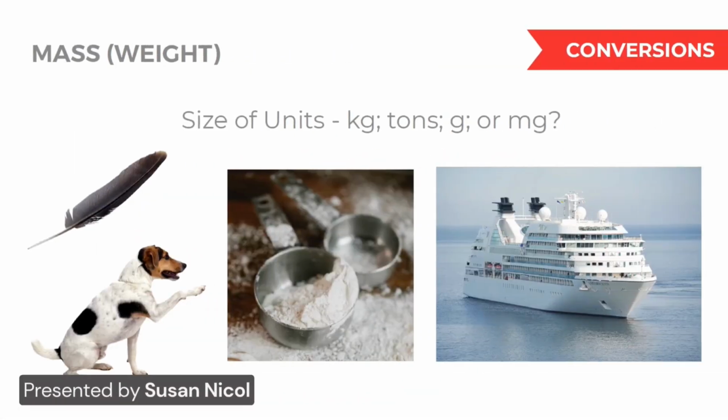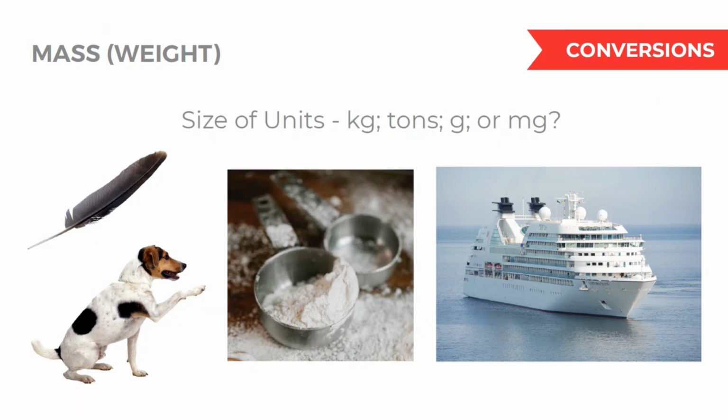This time with mass or weight. What is the most appropriate unit? What do we measure things in? So a ship would be in tons. My flour could be kilograms, it could be milligrams, it could be grams, depending on the recipe.